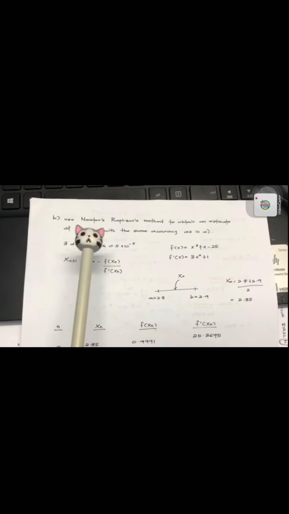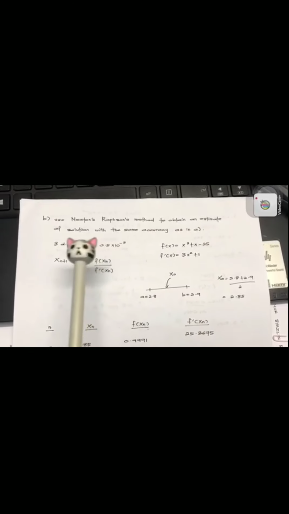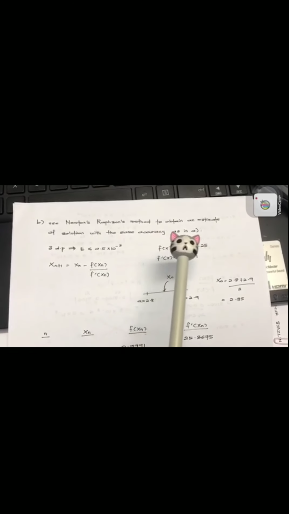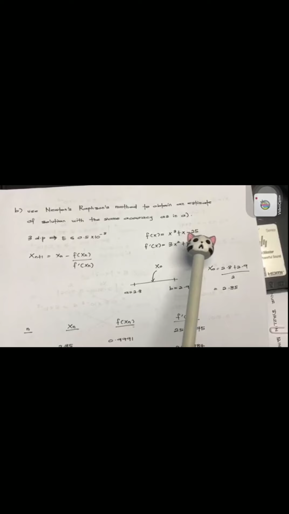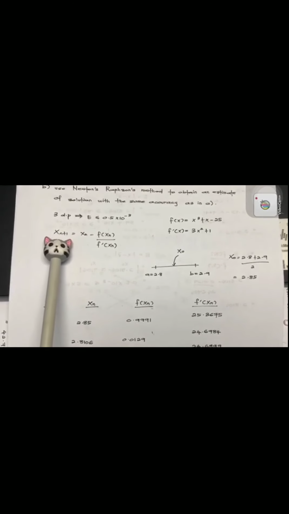For B, use Newton-Raphson method to obtain an estimate of the solution with the same accuracy as in A. So accuracy is 3 decimal places. Error must be less than or equal to 0.5 times 10 to the power of negative 3. The function is x cubed plus x minus 25. The first derivative of the function is 3x squared plus 1. We can obtain the next x like this: x(n+1) equals xn minus f(xn) divided by f prime(xn).